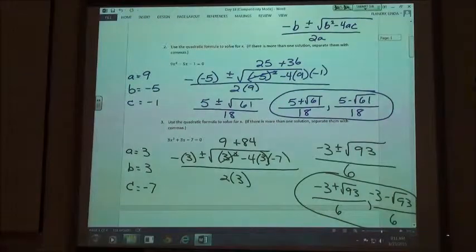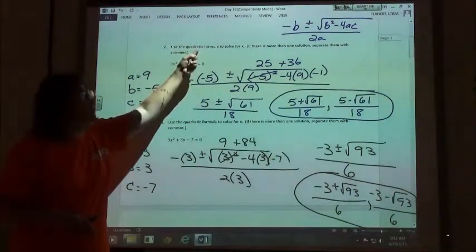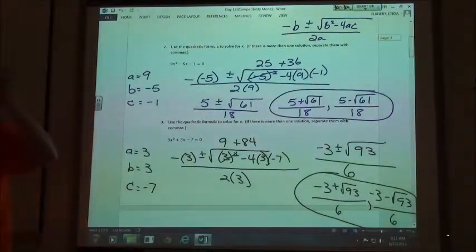So when you're on the ALEKS program, even on the assessment, it's going to tell you use the quadratic formula. So if it says that, you know it's not going to factor. Don't even waste your time.